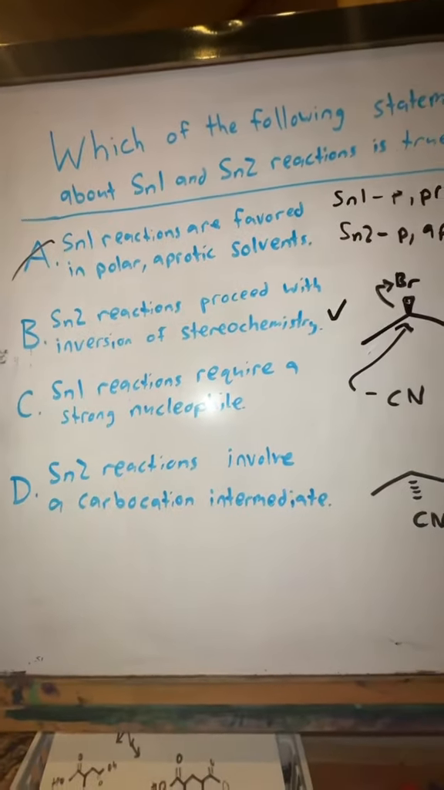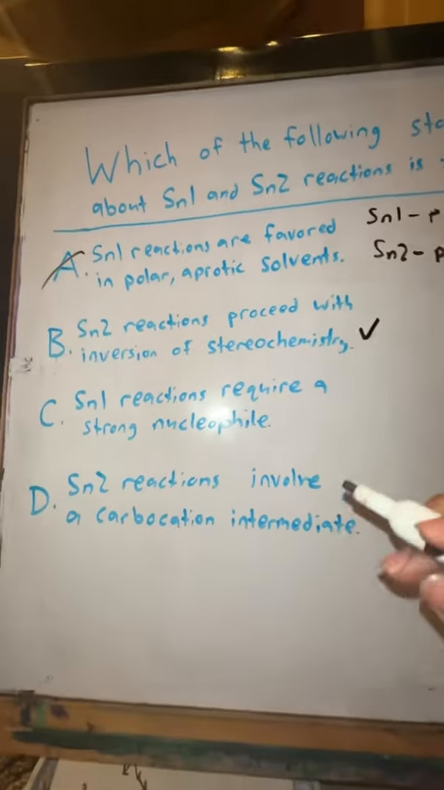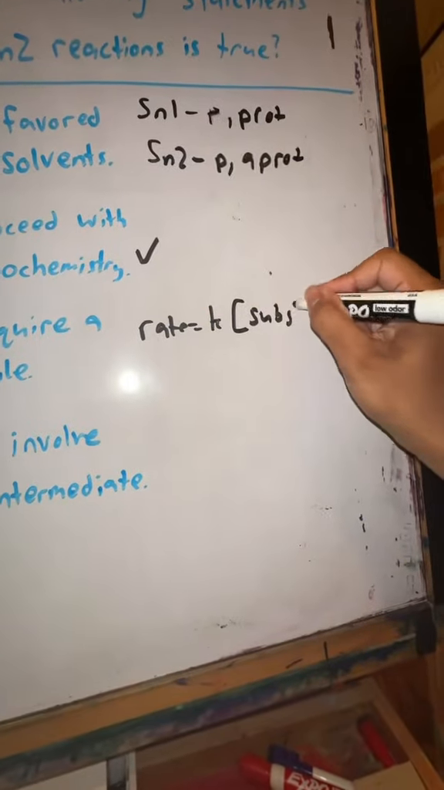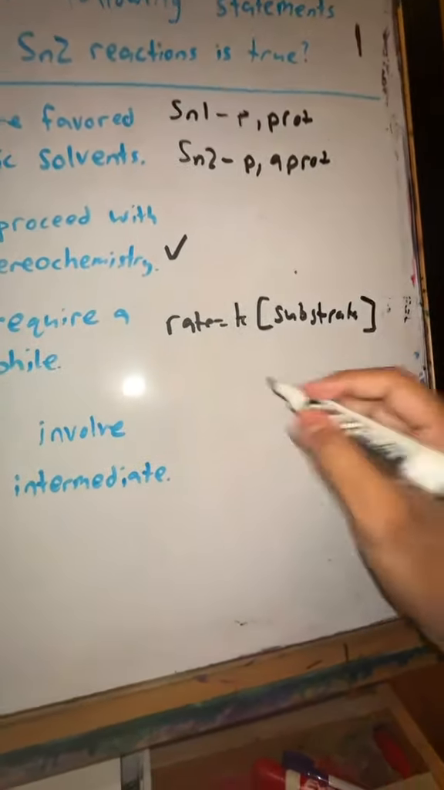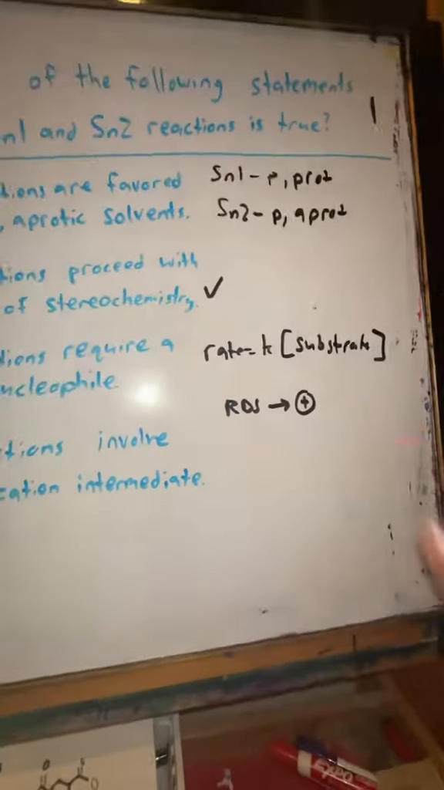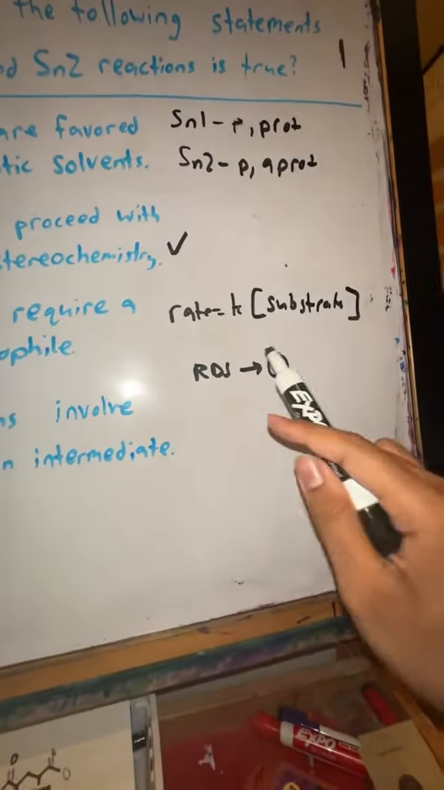Now C, SN1 requires a strong nucleophile. This is not necessarily true because the rate law of SN1 is going to be k times substrate. That's all it is, okay? There's no nucleophile or anything in the rate law. And the reason is that the rate determining step, as mentioned before, is the formation of the carbocation intermediate. So regardless of the nucleophile, it's not going to matter. All we focus on is the carbocation formation. If that goes fast, then the rate will be fast overall.